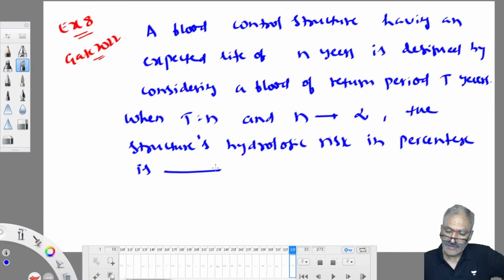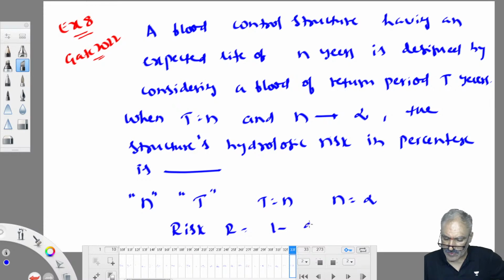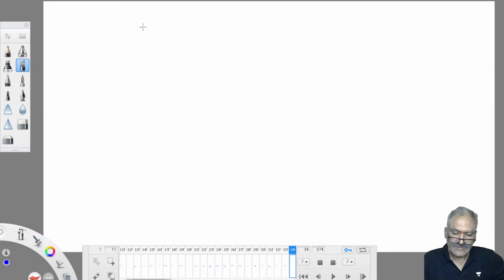This is the question. So what is given here? N is known, T is known, and he mentioned that T is equal to N and N is equal to infinity. Okay? Then what is the hydrologic risk he is asking? So what is the risk formula? Truly speaking, R is equal to 1 minus Q power N, you write. So risk is equal to 1 minus Q power N.